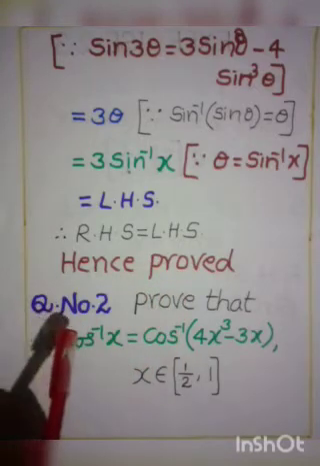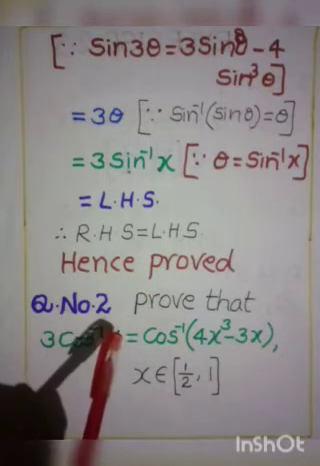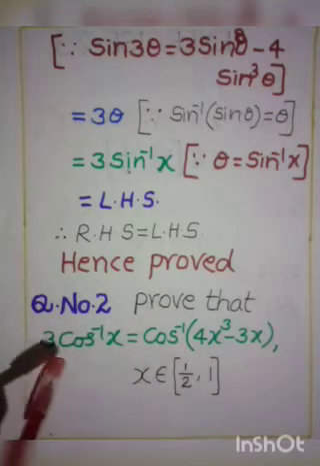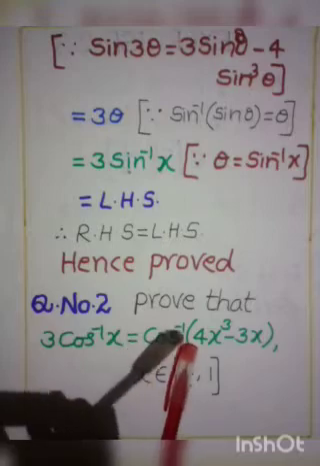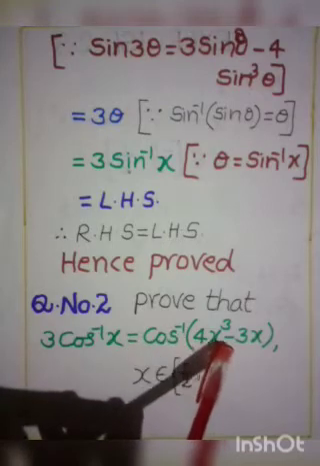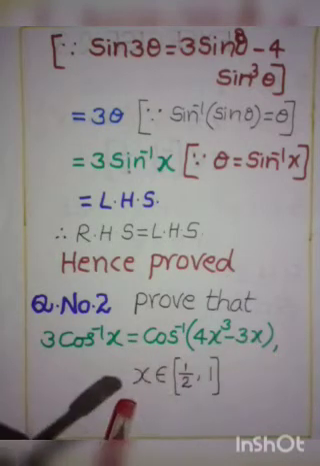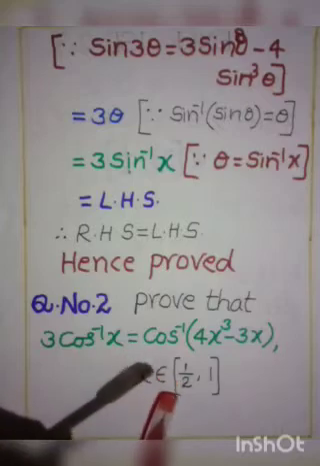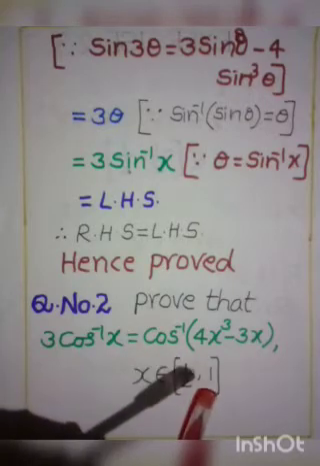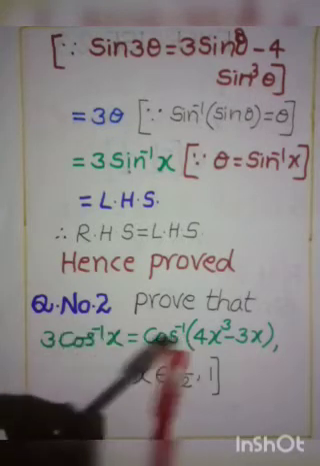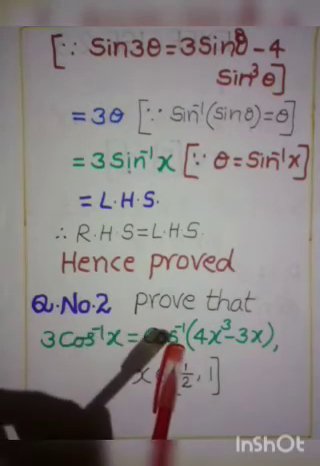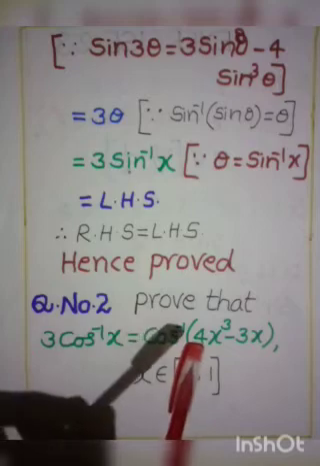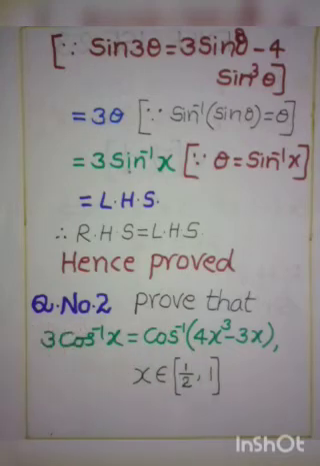Now come to the next question. Question number 2. Prove that 3 cos inverse x is equal to cos inverse of 4x cube minus 3x, where x belongs to the closed interval 1 by 2, comma 1. We have to prove this statement. Here also, to prove this statement, we take the RHS and we prove the LHS. Understand, my dear children? Right.